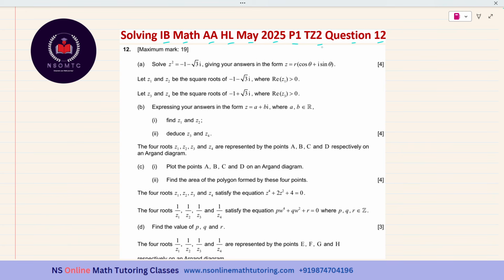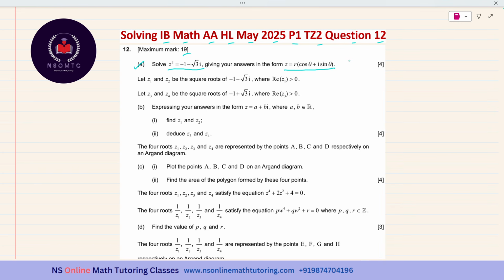So without any further delay, let us start to solve question number 12. The maximum mark is 19. Subpart A. Solve z squared equals negative 1 minus root 3 i, giving your answers in the form z equals r times (cos theta plus i sin theta).